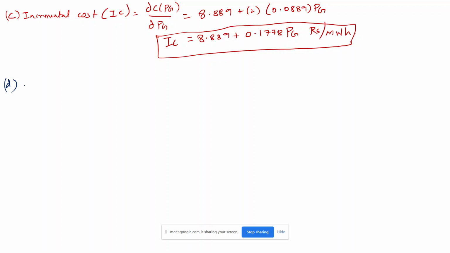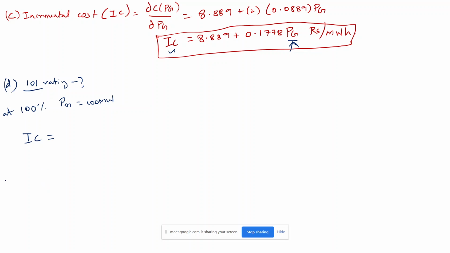So at rating 100, first we need to find out for the 101 rating. But before seeing 101, we need to find out what it is for 100. At 100%, PG is nothing but 100 megawatt. During this 100 megawatt, with my incremental cost, how much value will I get? I will just apply 100 here and I will get the incremental cost.